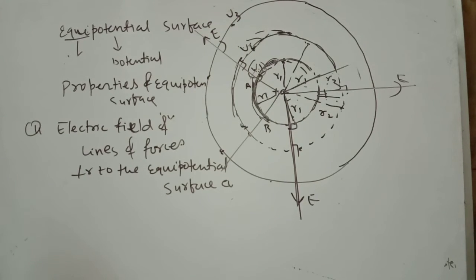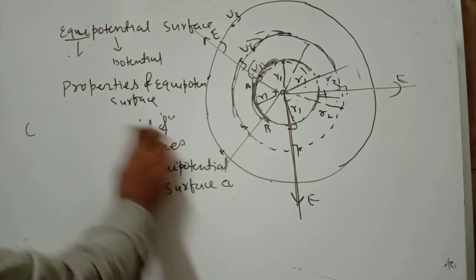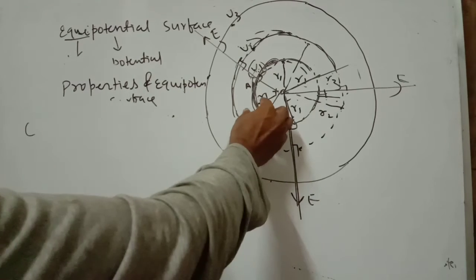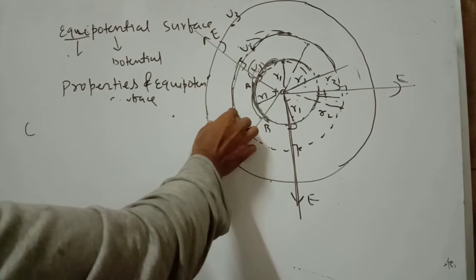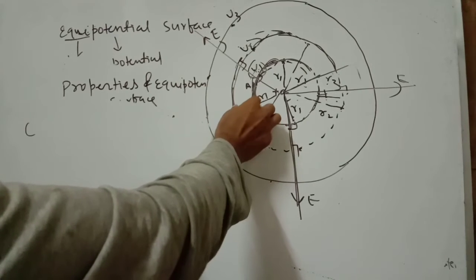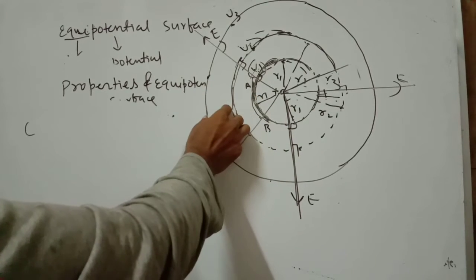And number three: equipotential surfaces are closer together where the electric field is stronger. Whenever R1 and R2 are closer than R2 and R3, that means the electric field is stronger here than there.